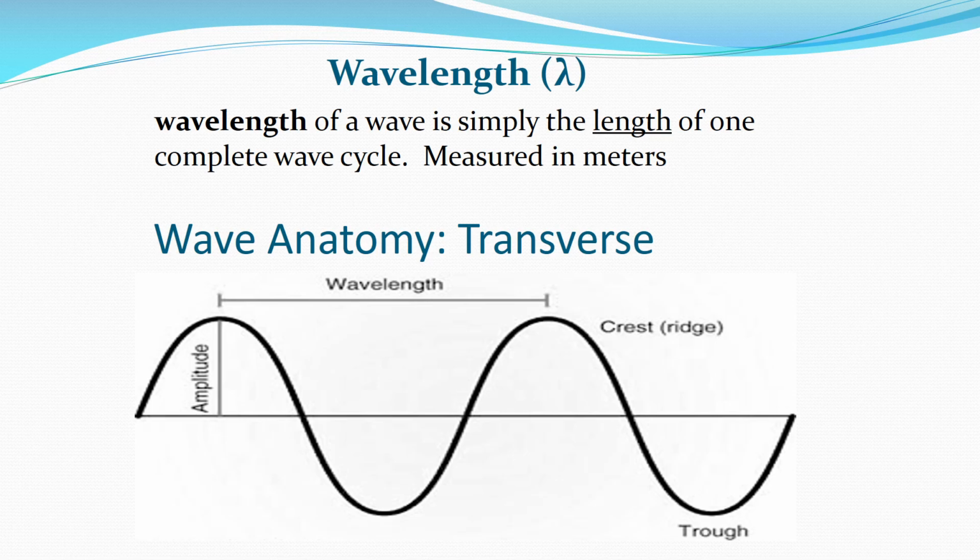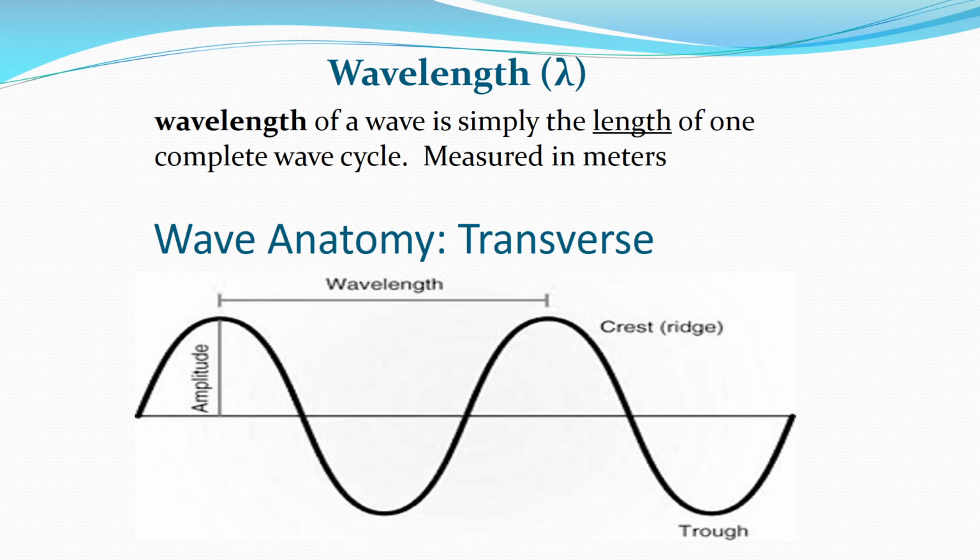So let's get to wavelength and some phrases that we commonly use when we're talking about waves. Wavelength is the length of one cycle of the wave. And since it's a length, it will be measured in meters. And it has a funny symbol. It's the lowercase Greek letter lambda. Kind of looks like an upside down Y.